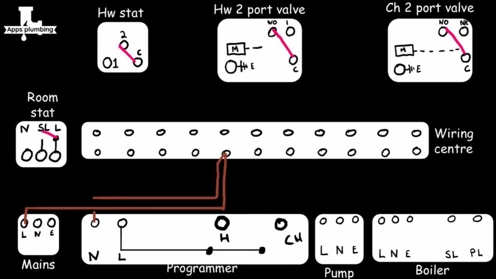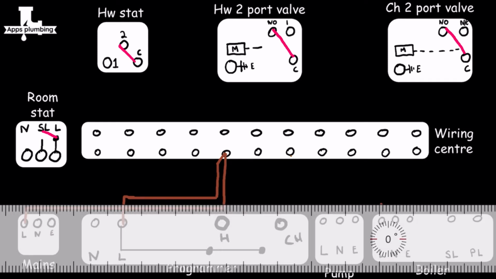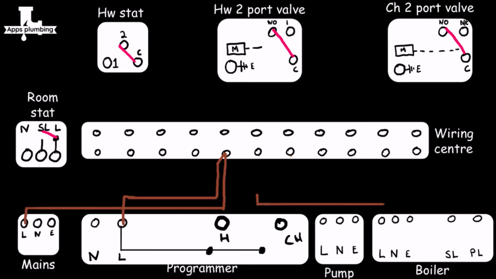Not there. That is a neutral. See, it's very easy to make mistakes when you're not concentrating. Okay, there we go. So it now goes into our programmer. We also, not on all boilers, but some boilers need a permanent live. So we're also going to put a permanent live in for the boiler, as you can see there.